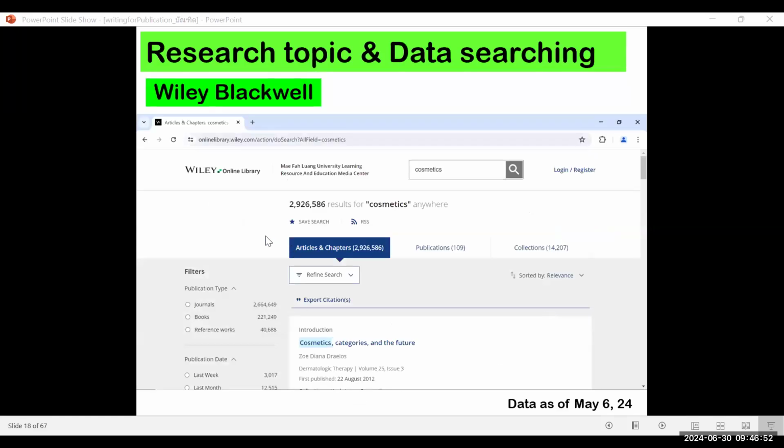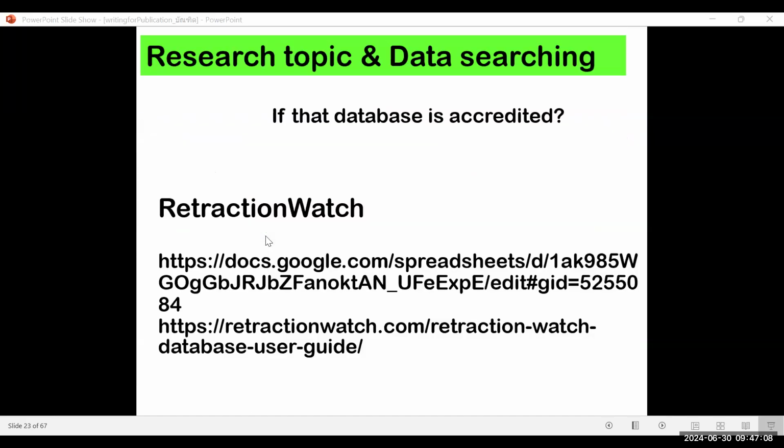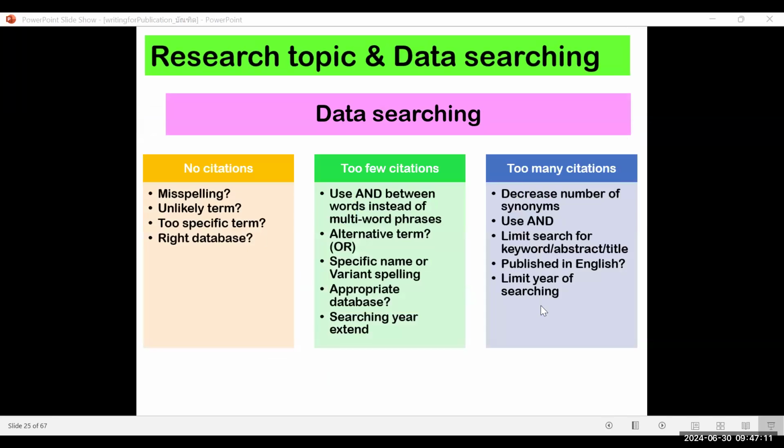like I just searched from Wiley Online. I received almost 3 million results, but I don't have enough time to read them. It happened like this one: whoa, too many citations. Once it turns out to be too many citations, you had better refine your searching. You may use words like cosmetic and nanoparticles, for example, and characterization, right? And you can limit your search.